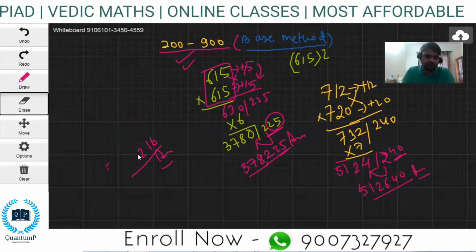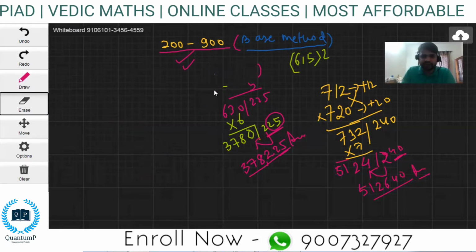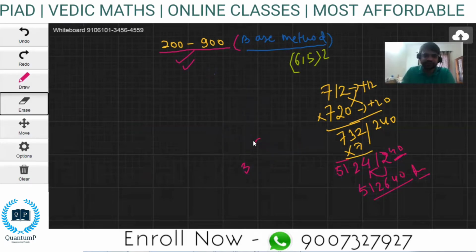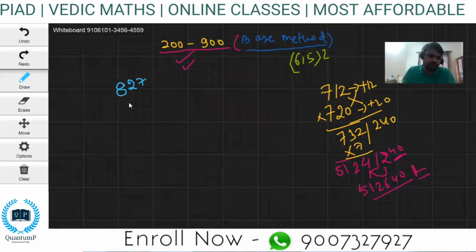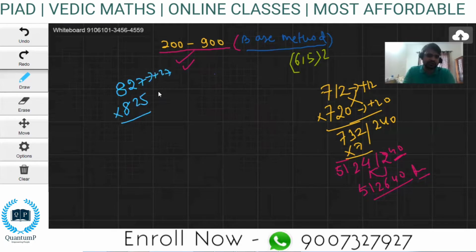I'll show you 100 base also, meaning that particular sum can be done by 100 base also. But at that point of time, maybe multiplication will be a little different. So I'll multiply that also. Let's see. So I'm doing the 800 base now. So 800, suppose 827, and 825, right? Then I'm writing here plus 27 plus 25.